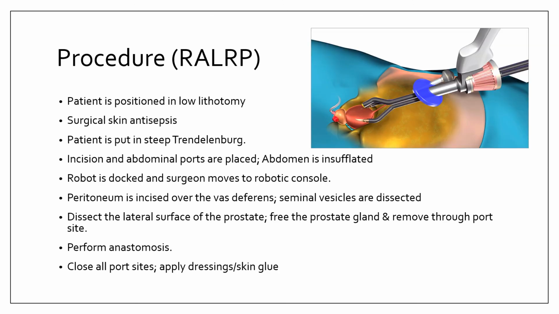They can also perform this robotically. If they are performing this robotically, same thing, the patient would be placed into lithotomy and we would perform surgical scanning and asepsis. The patient would then be put in a steep Trendelenburg position. They will make an incision, place abdominal ports in the patient, and insufflate the abdomen, which we talked a little bit about when I mentioned this for general surgery, for laparoscopic surgery. The robot is docked and the surgeon will move to the robotic console.